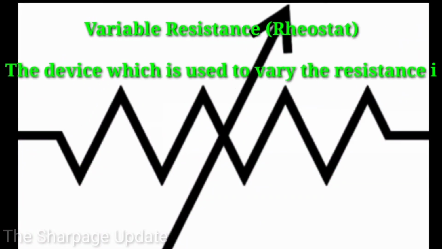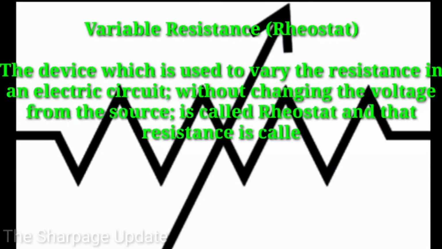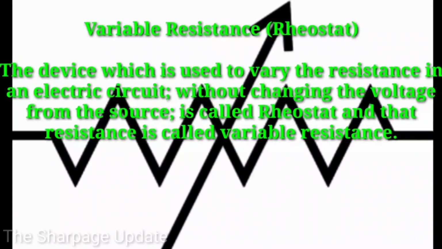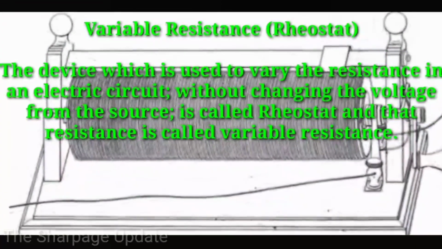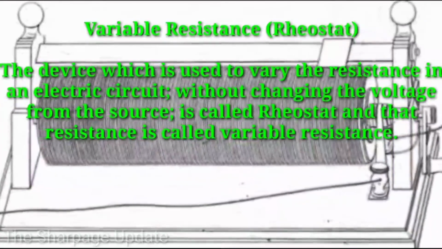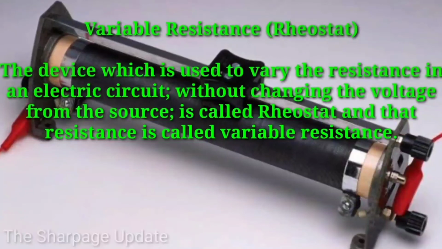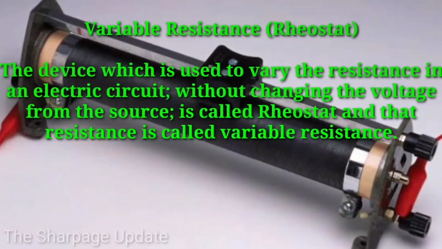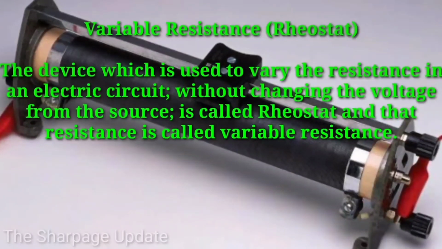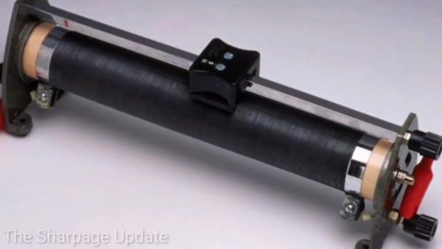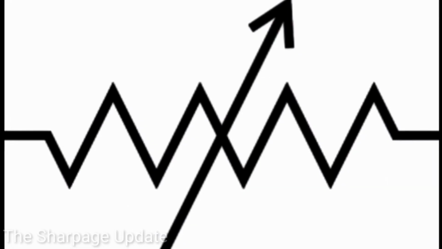Now we will study variable resistance, or we can say rheostat. The device which is used to vary the resistance in an electric circuit without changing the voltage from the source is called a rheostat, and that resistance is called variable resistance. The symbol of variable resistance is shown in the figure.